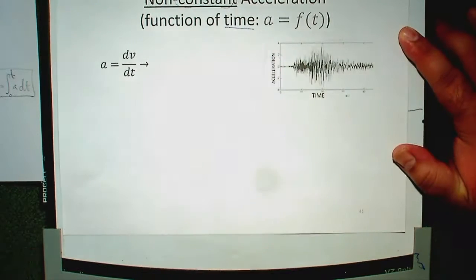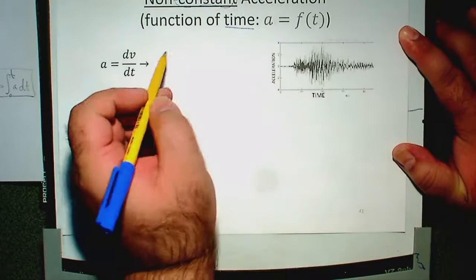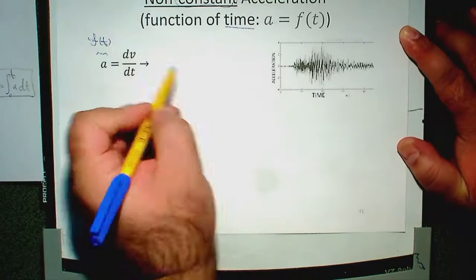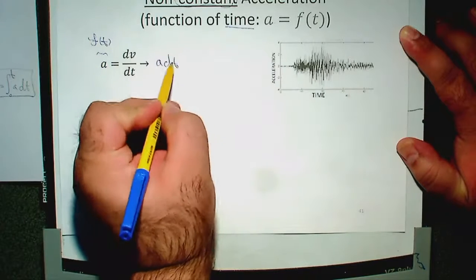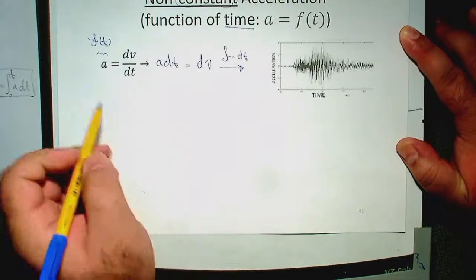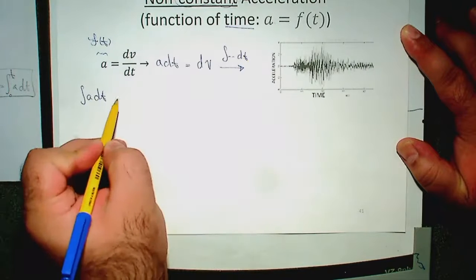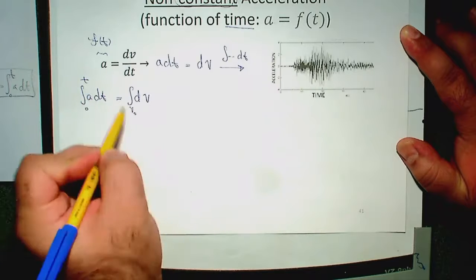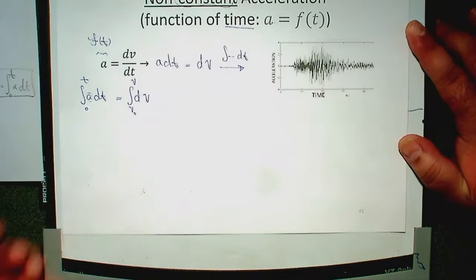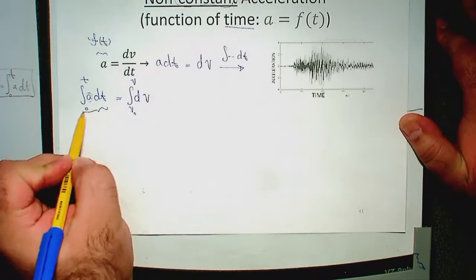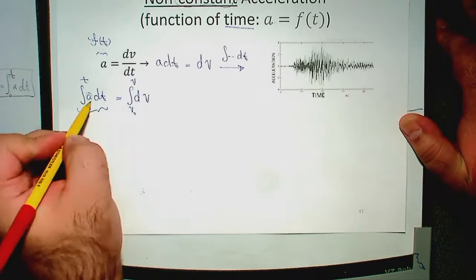Okay, first we go through the mathematics. When acceleration is not constant anymore, for example, it is a function of time, if I take a dt equal to dv, and I take integration with respect to time, equals to dv. Can I take acceleration out of this integration? Not anymore, yes? But what I know is that acceleration is a function of time, f of t.